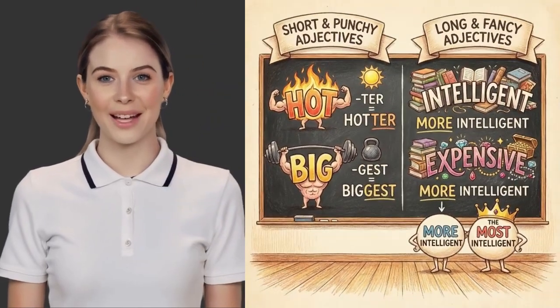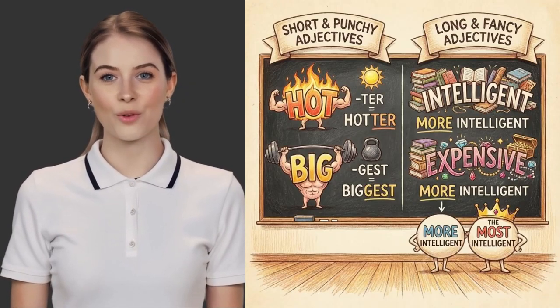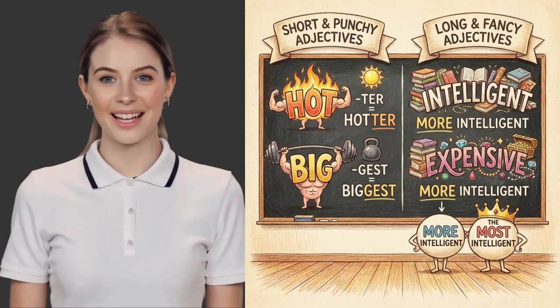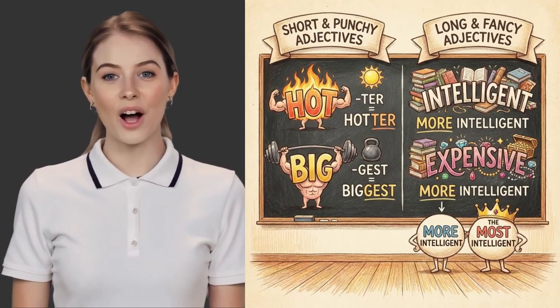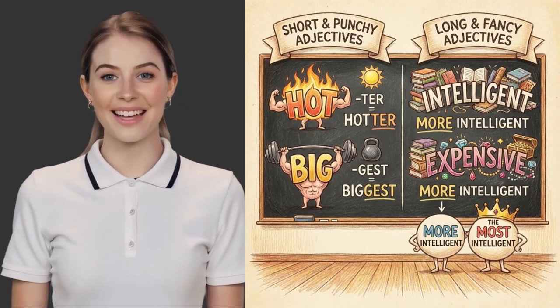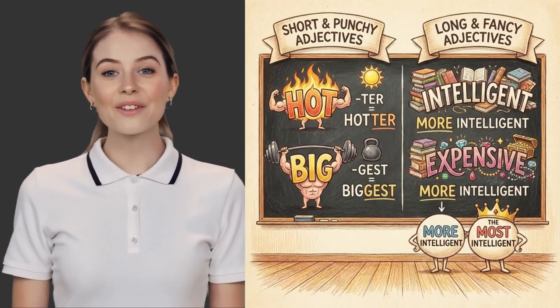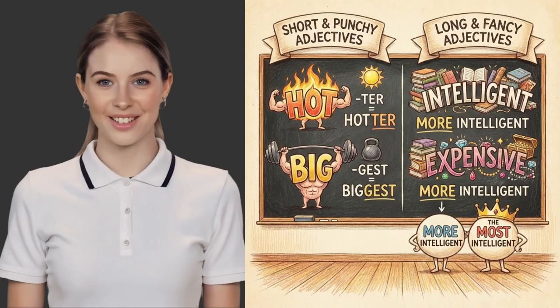You also have to pay attention to the length of the word you are using to describe the noun. If the word is short and punchy like hot or big, it is strong enough to carry an ending, so we turn it into hotter or the biggest. But if the word is long and fancy like expensive or intelligent, it is already too full to add anything to the end. It would sound clumsy to say "intelligenter," so for those long words, we use helper words in front instead. For two things, we say more intelligent, and for the whole group, we say the most intelligent.